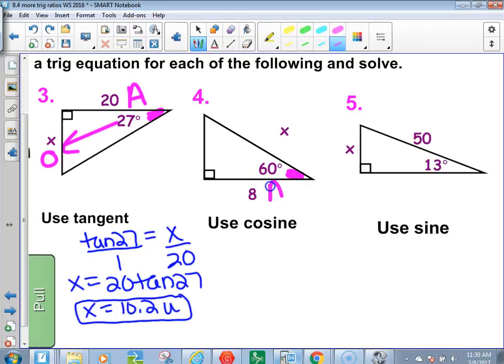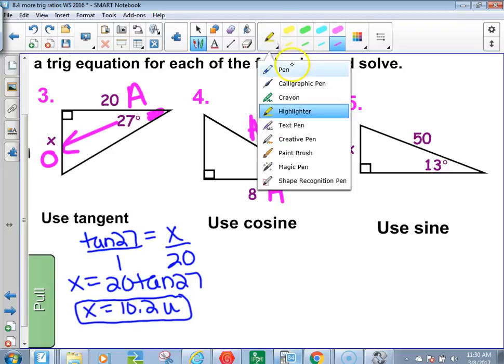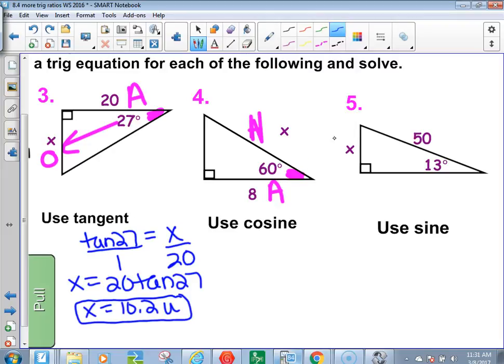Well, this is your adjacent leg. This is your hypotenuse. It's already telling you to use the cosine, and that's because we have adjacent and hypotenuse. Cosine of 60. Did you get 16? Then you did it right. Cosine of 60 would be 8 over x.